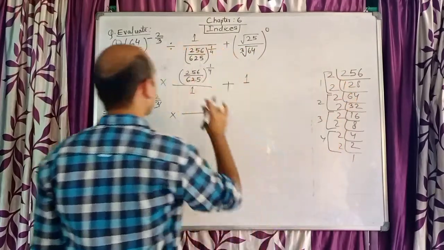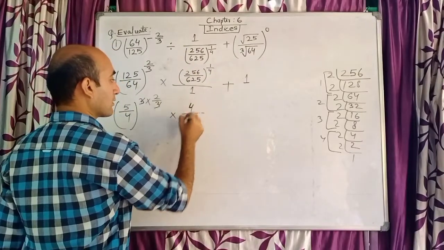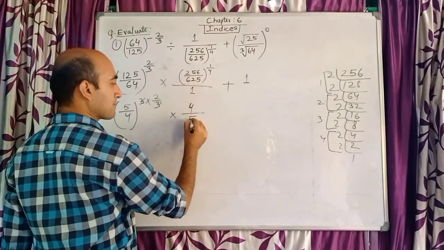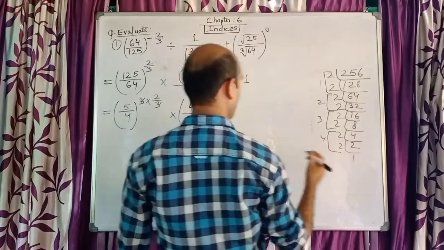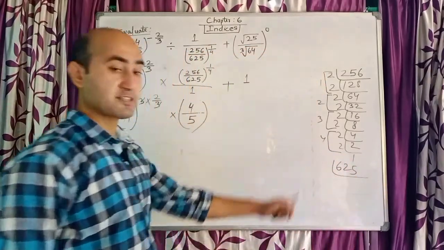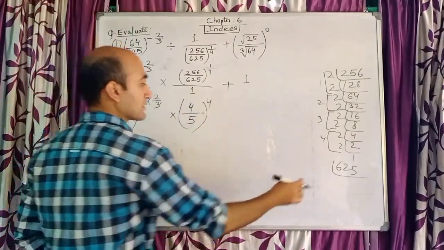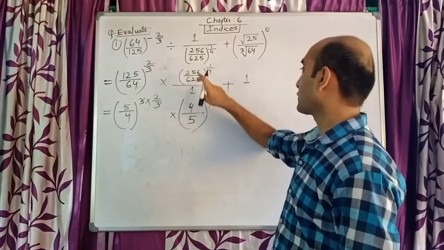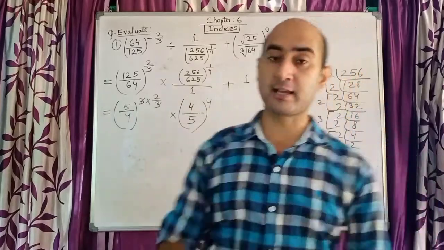That means 256 is the 4 power 4 and 625 is the power 4 of 5. That you can do in the same way. What you do, you write 625 and then you factorize this way. You will get 5 power 4. That means 625 is the power 4 of 5 and 256 is the power 4 of 4 itself.